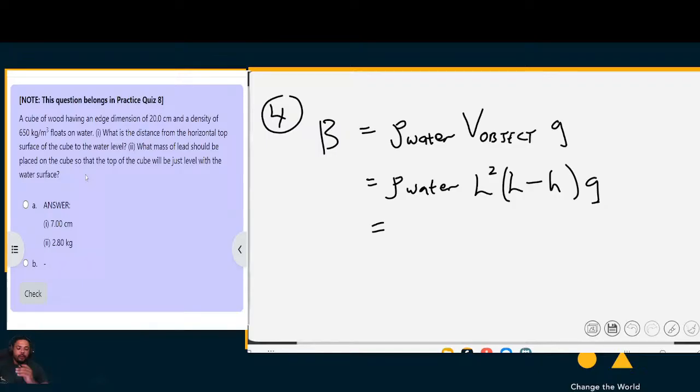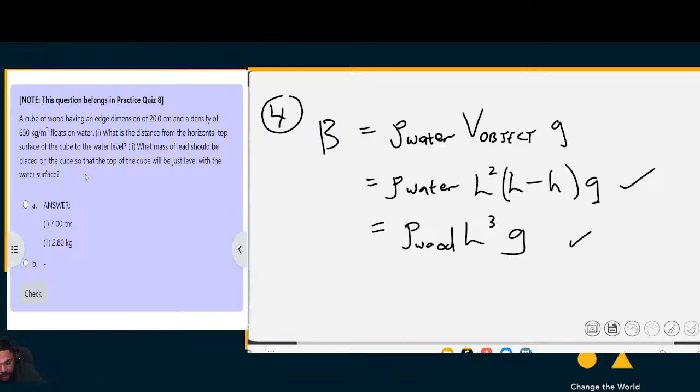Now, this is the amount of buoyant force that is required to hold this thing up. But we do know that the weight of this block will be equal to the density of the wood, as we saw earlier, multiplied by its volume, which is L cubed, and multiplied by g. So this will be its mass times gravitational acceleration. So we have one formula equal to this one.